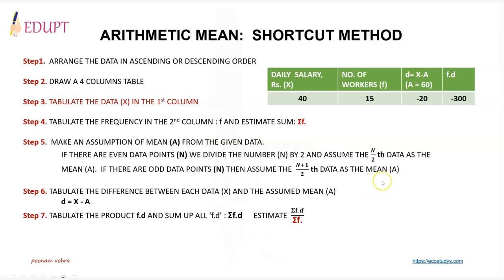Then tabulate the product FD and sum up FD, then estimate summation of FD divided by summation of F, and then find arithmetic mean, which is a plus sigma FD by sigma F, where a is the assumed mean and the rest we have already found.